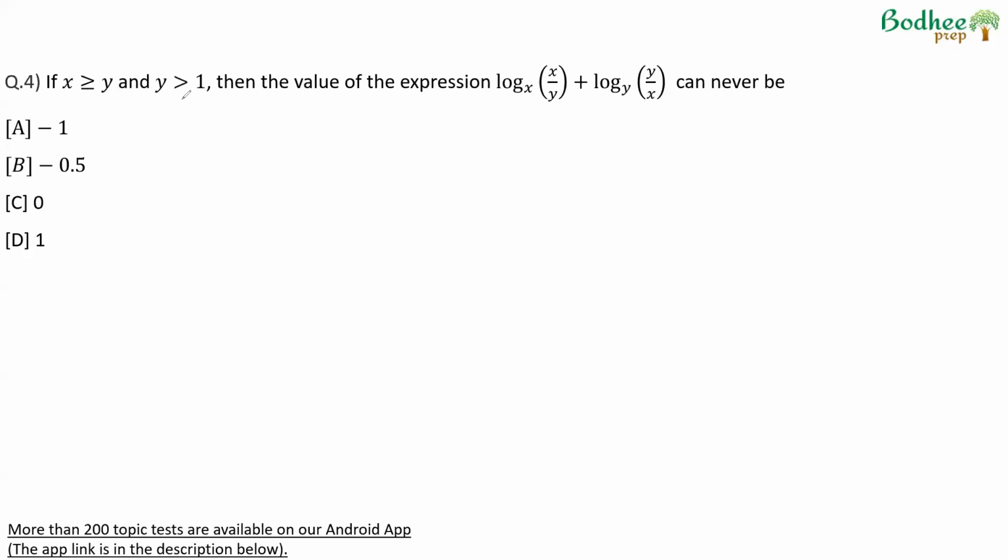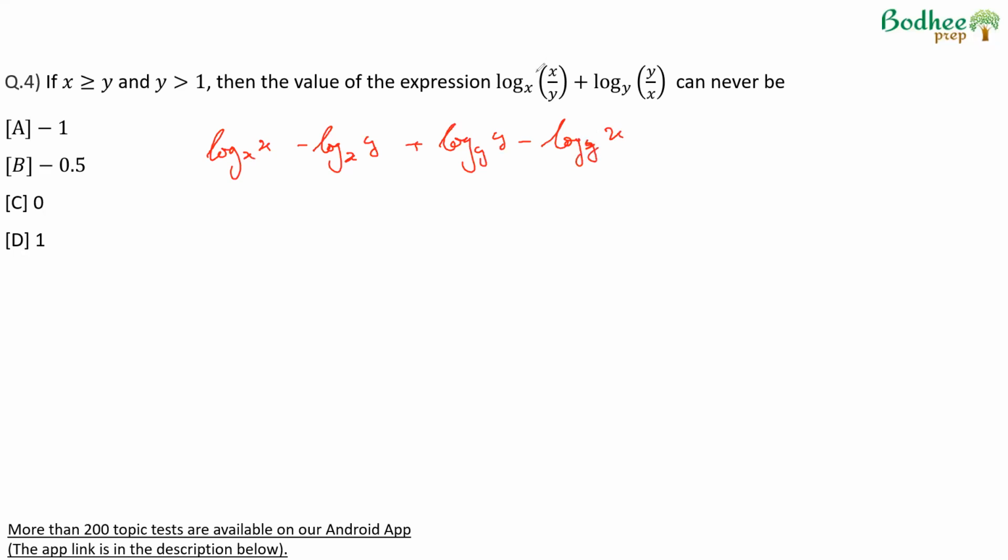x is greater than or equal to y and y is greater than 1. So by default, x and y are both greater than 1. We have to find the value of the expression log of x by y to the base x plus log of y by x to the base y. Now this can be written as log of x to the base x minus log of y to the base x plus log of y to the base y minus log of x to the base y.